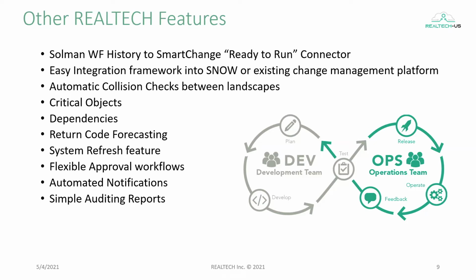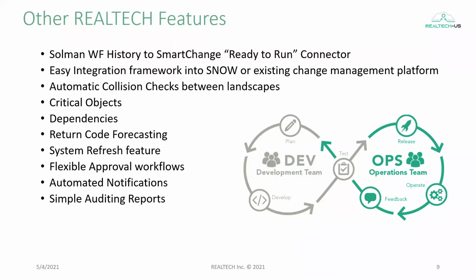So with that, we also have some technical checks along the way, right? Collisions and overtakers, critical objects, dependencies, return code forecasting. So this is where you're able to proactively predict if the transport goes into the system and has all the dependencies it needs, before it goes into the system. And you can proactively see if it would fail. And I'll show you that during the demo, what it's missing and what transport that other object is in, so you can put them both in at the same time.